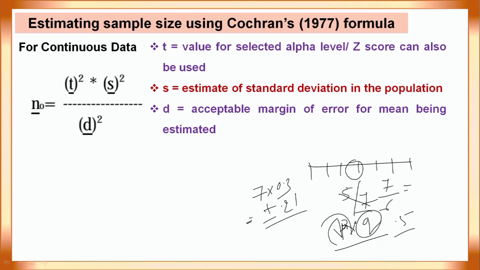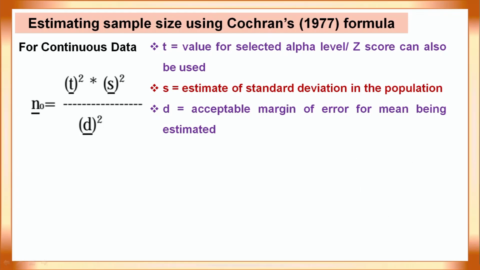Now, let us try to use this formula to calculate a sample size. Assume we are using this formula to calculate the sample size. What will be the sample size in this particular case, where the primary variable of interest is measured using a 7-point scale and 3% is the acceptable margin of error?